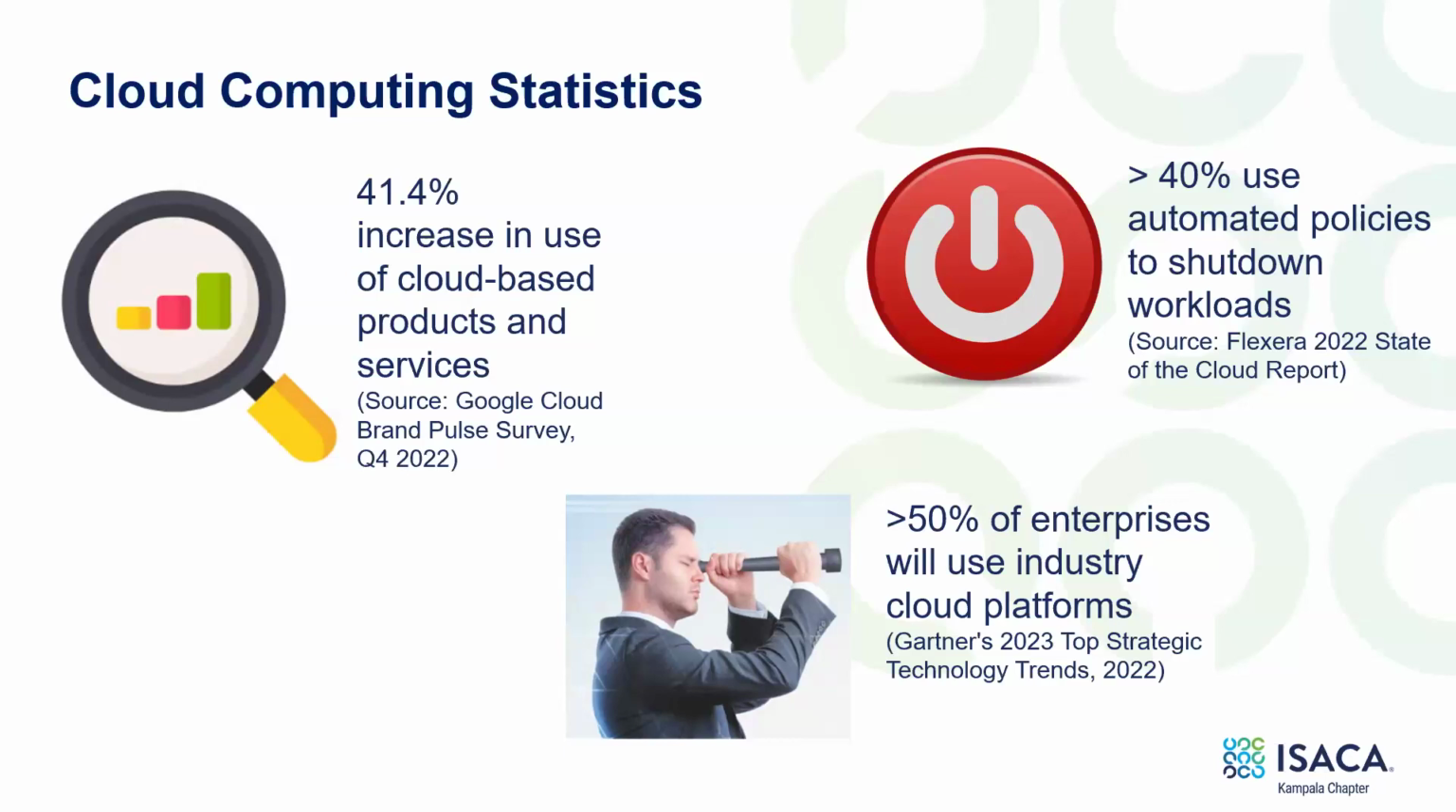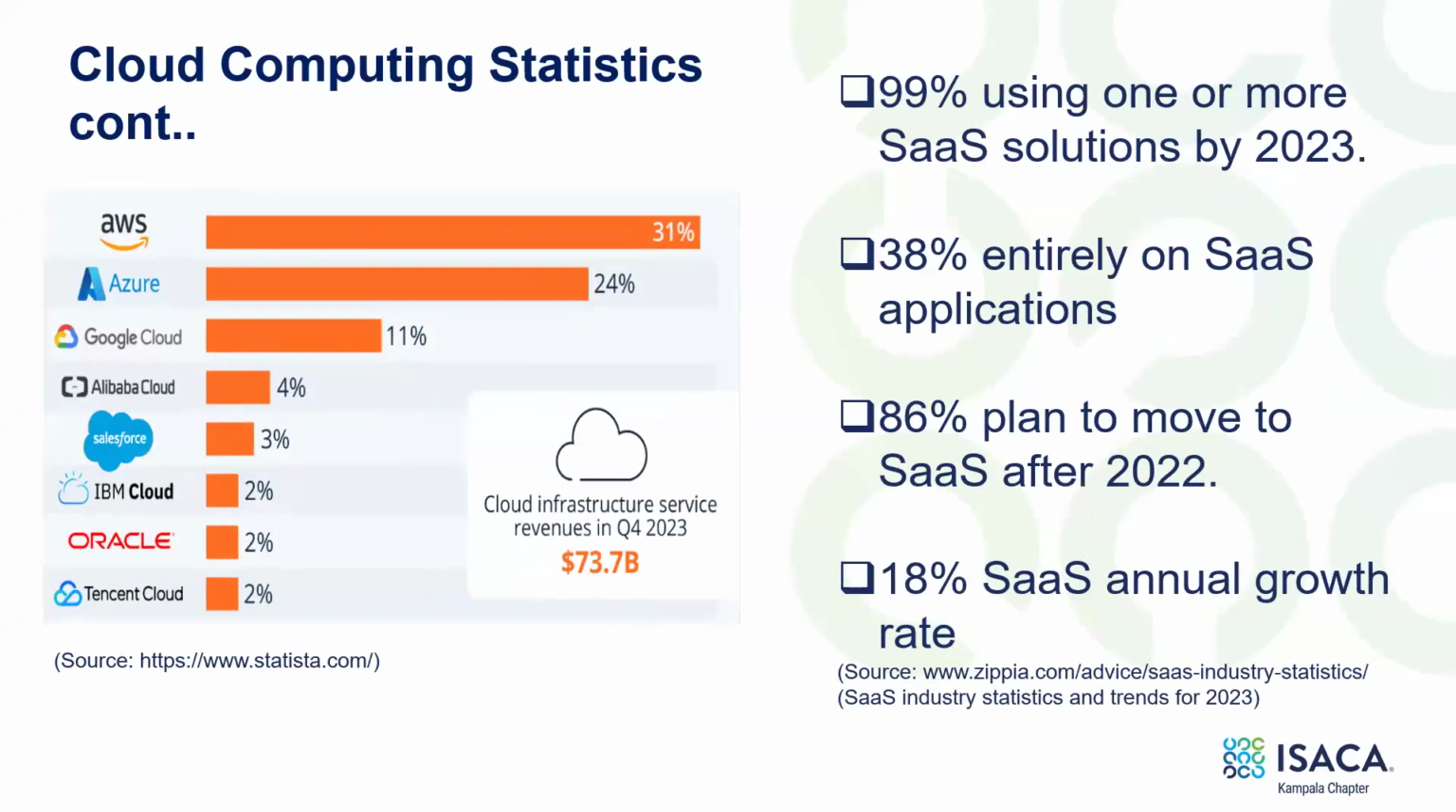Then we have also Flexera 2022 State of the Cloud Report, which says that more than 40% of technical and business professionals are using automated policies to shut down workloads after working hours and to right size underutilized instances. As we look at the advantages of cloud computing later, we shall realize that there is this bit of deciding what you have to keep running, what is not in use, what can be discontinued, and what can be continued. Then we also have more statistics still in line with cloud computing.